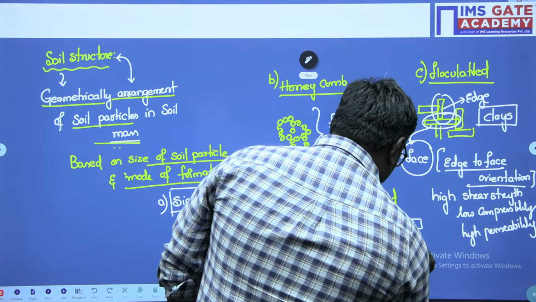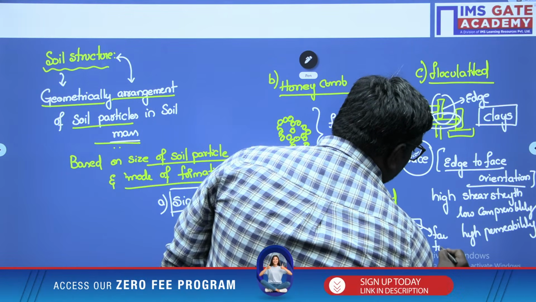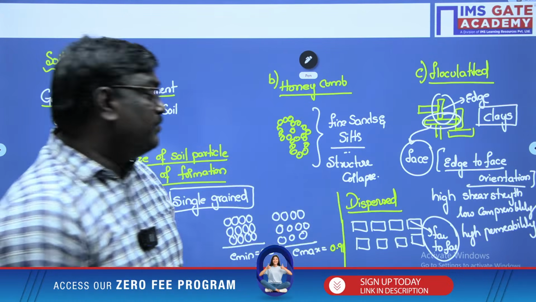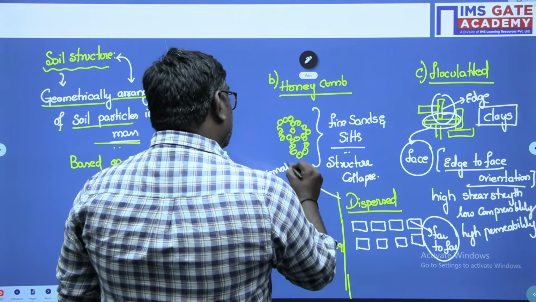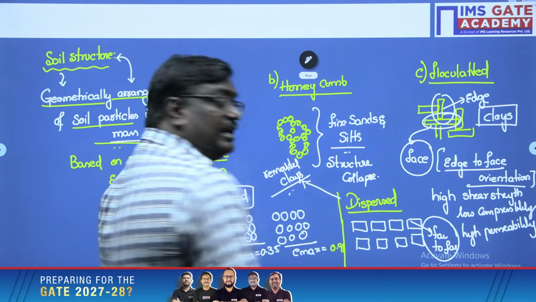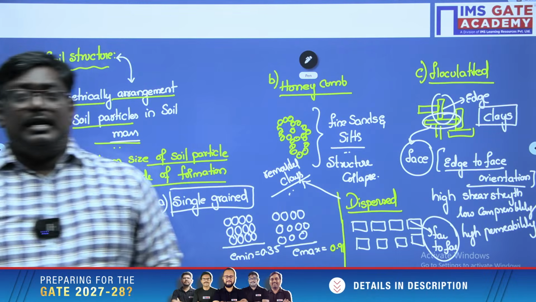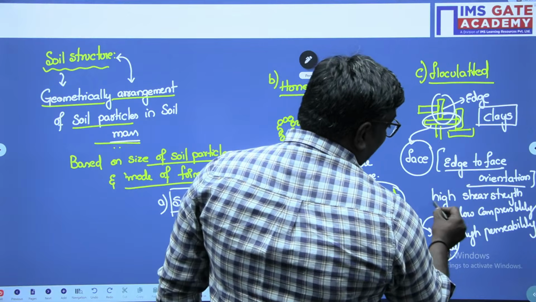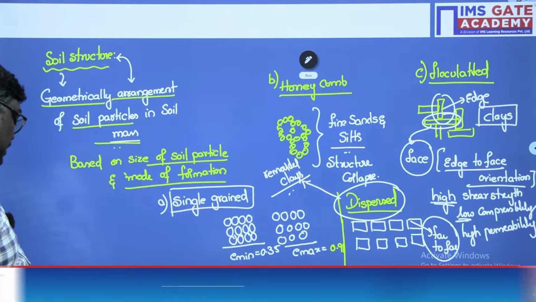If you see in dispersed structure, it has face-to-face orientation. Sir, in which type of soil is the dispersed structure observed? This is observed in remolded clays. Agree, students? It is observed in remolded clays, and it shows exactly the opposite nature of the structure which has high shear strength and low compressibility.